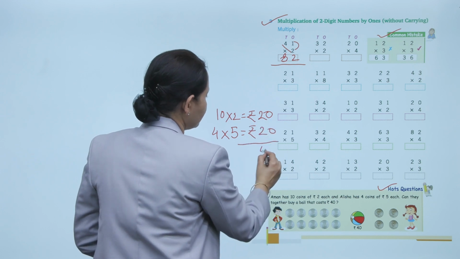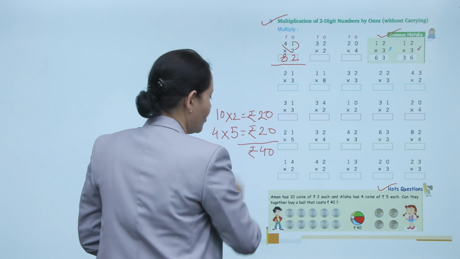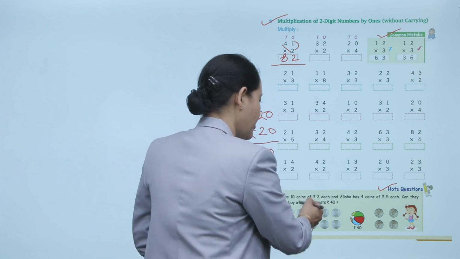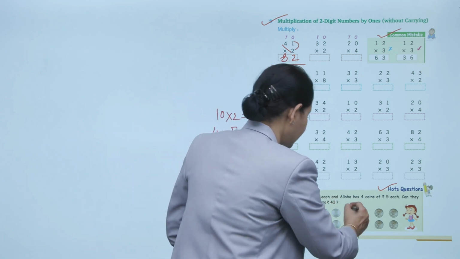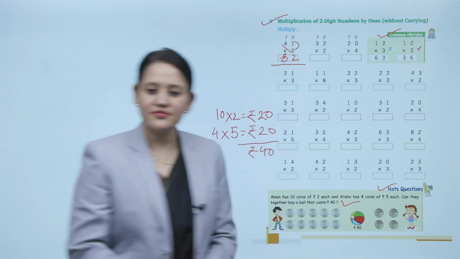Total will be rupees 40. So they can buy a ball that costs 40 rupees. Yes. Clear?